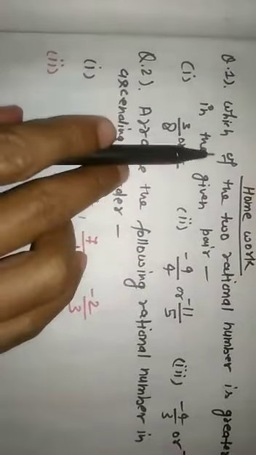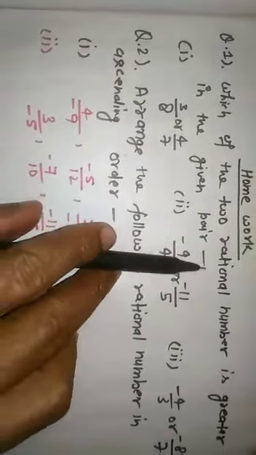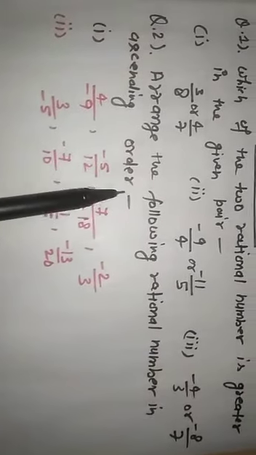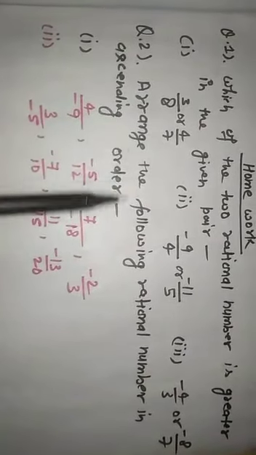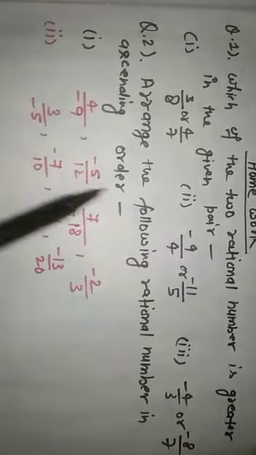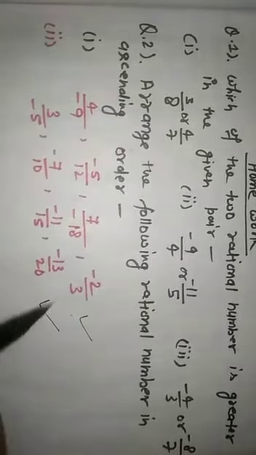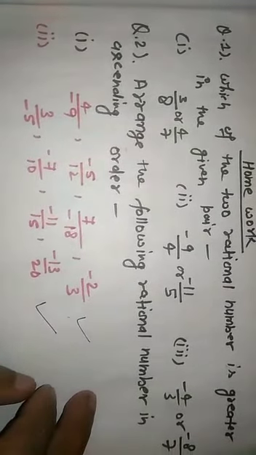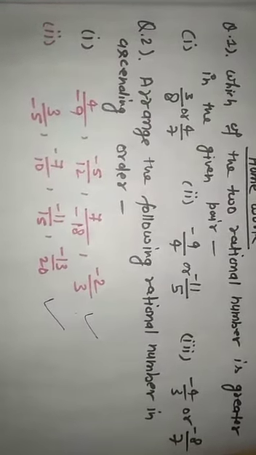This is your homework. Which of the following rational numbers is greater? In this, you have to find the greater rational number. Next, arrange the following rational numbers in ascending order. In these, you have to put the rational numbers in ascending order. I hope you understand better.